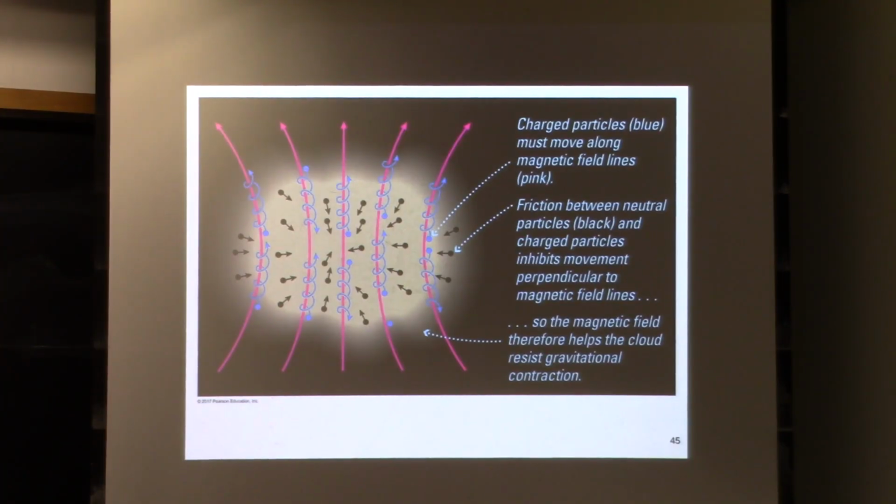But then there's also collisions with neutral particles, atoms, and so forth, and that transfers momentum, and it inhibits, in general, motion perpendicular to the field lines. And so the magnetic field, as a result of this, helps the cloud to resist gravitational contraction. So a magnetic field plays a role in producing so-called magnetic pressure that can help support a cloud against gravity. It also helps colliding molecular clouds push on one another better, because it resists having them simply pass through one another. What questions do you have?